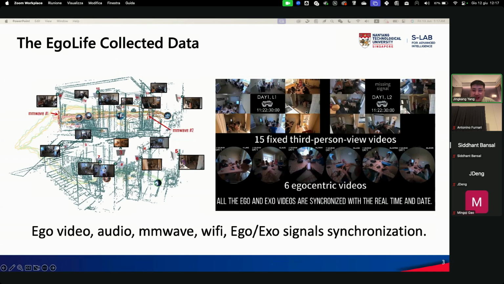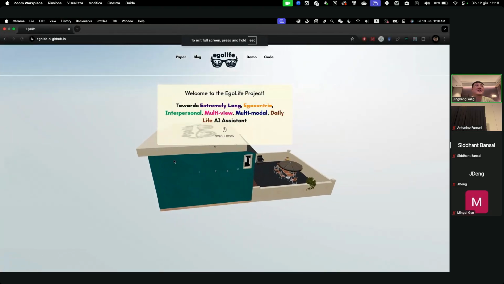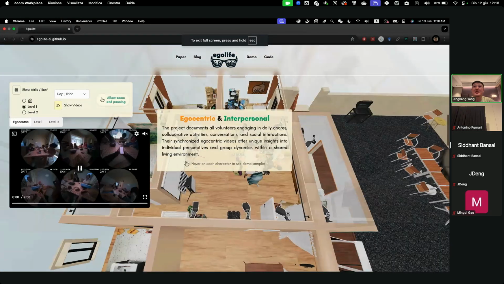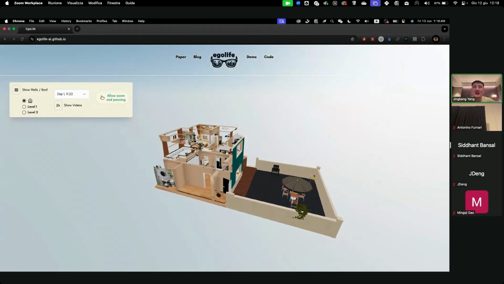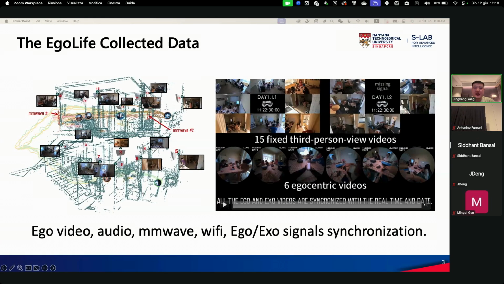To collect the dataset, we set up 15 fixed cameras in the house, 8 on the first floor, 7 on the second floor. They are synchronized with 6 egocentric videos from volunteers. We also have other signals such as mmWave. To further explore the EgoLife house, you can visit our website. It's a very cool house where 6 volunteers are living.